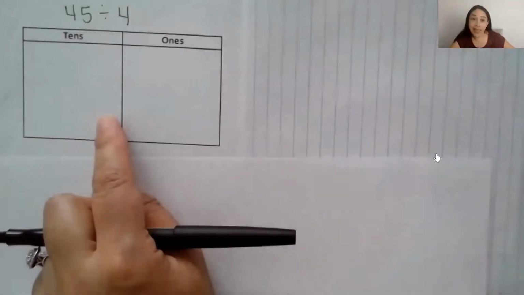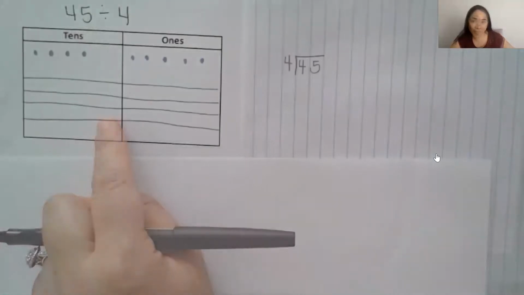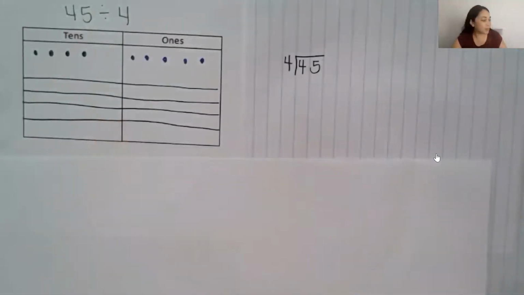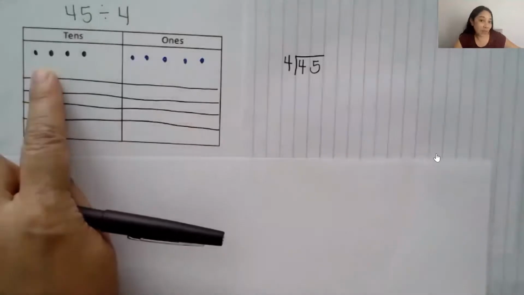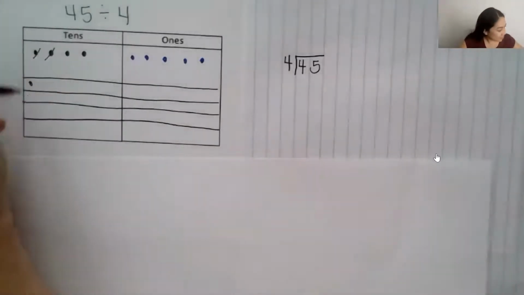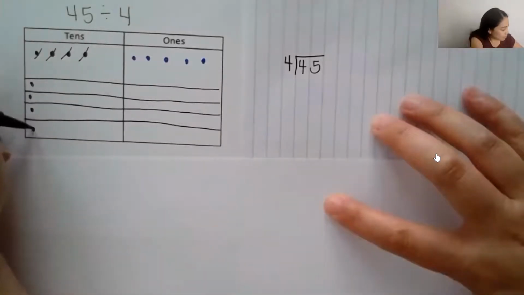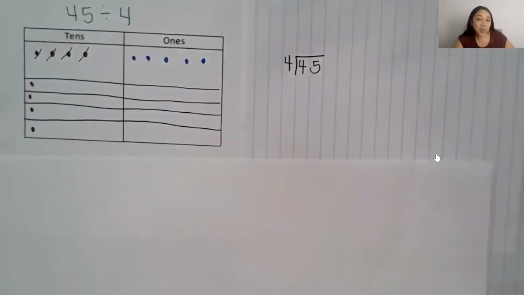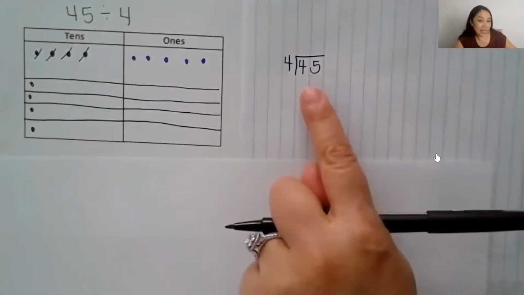Our next problem is 45 divided by 4. Pause the video here to first represent the whole and the divisor on the place value chart. Then record the written problem. Let's start dividing. 4 tens divided by 4 equals 1 ten. Cross off and distribute your tens below in each of the 4 groups. Next, record 1 ten in the tens column.